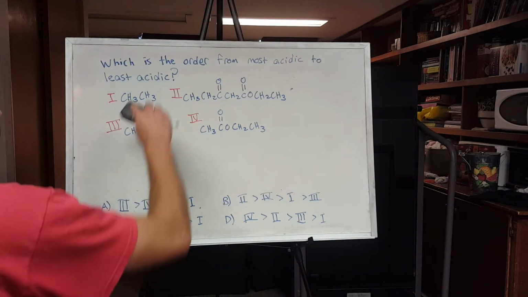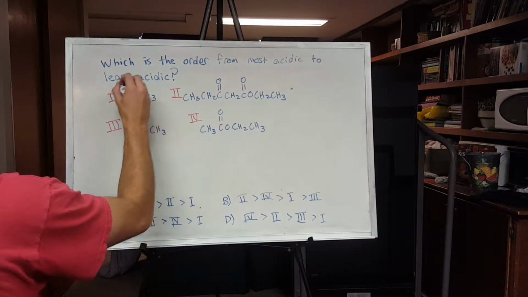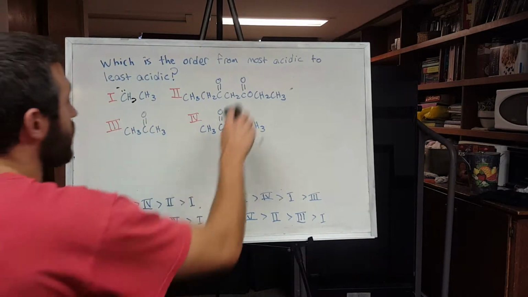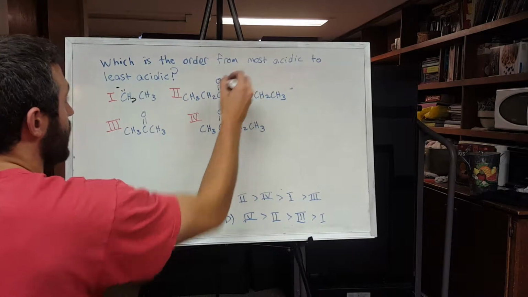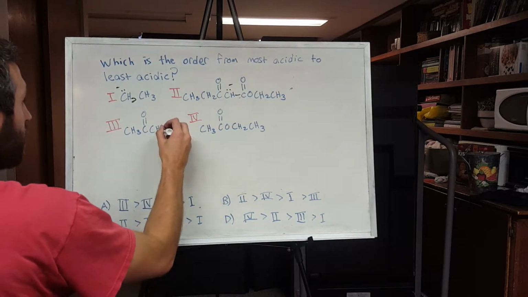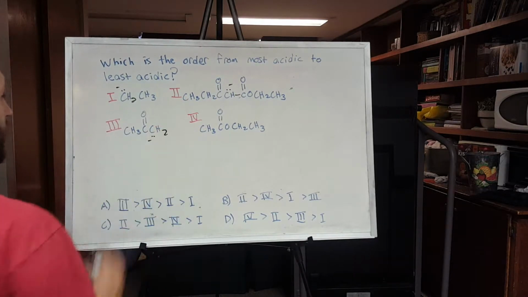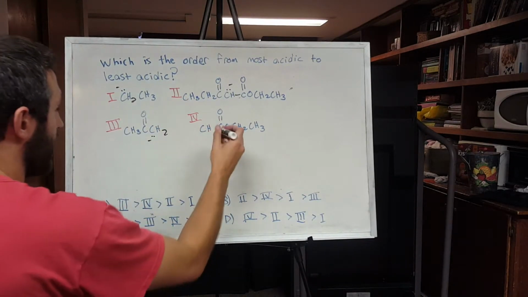So here we would drop that off and put a minus charge here. We could drop one of these off and put a minus charge here. You should know right away that one is going to be the least acidic.